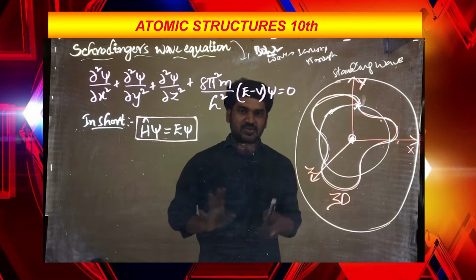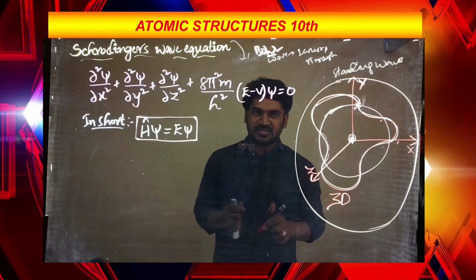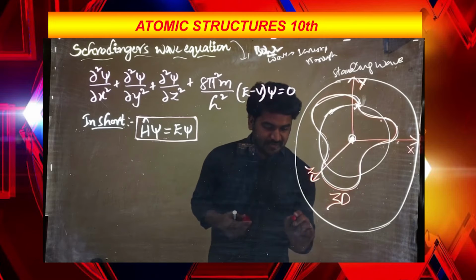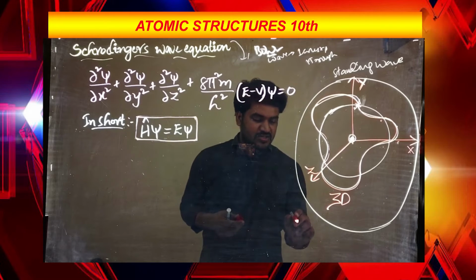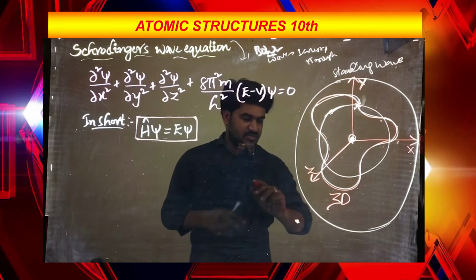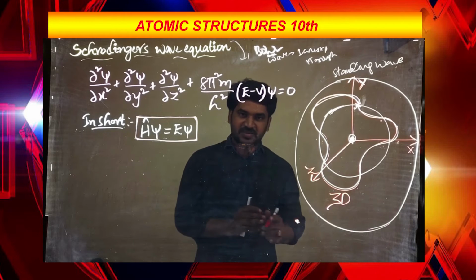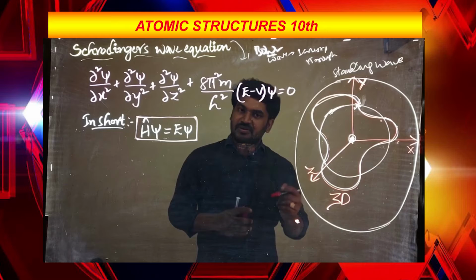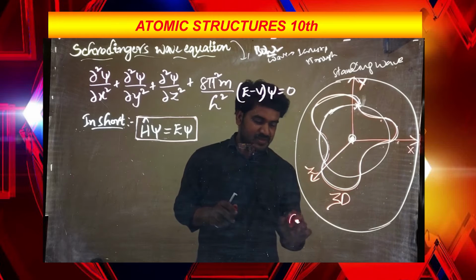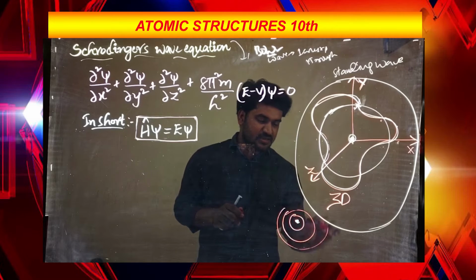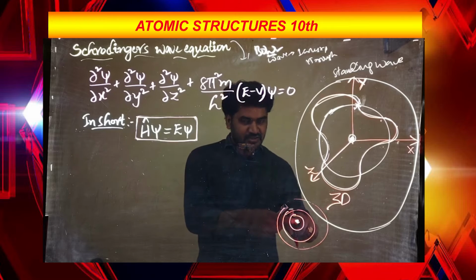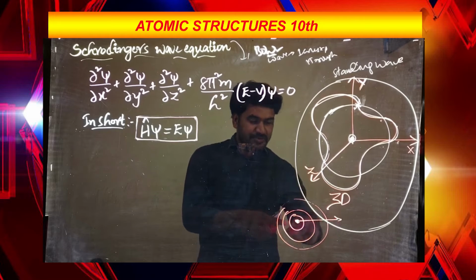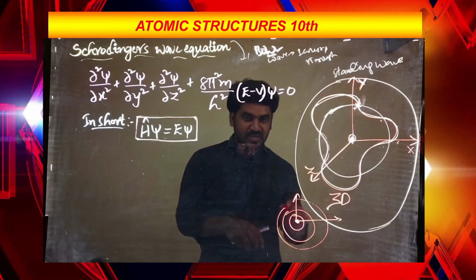Suppose any water source is there. In the water source you are creating a disturbance. What happens? Waves will generally develop, so waves are generating like this. Now you see that the waves are moving in this way and in this way also.